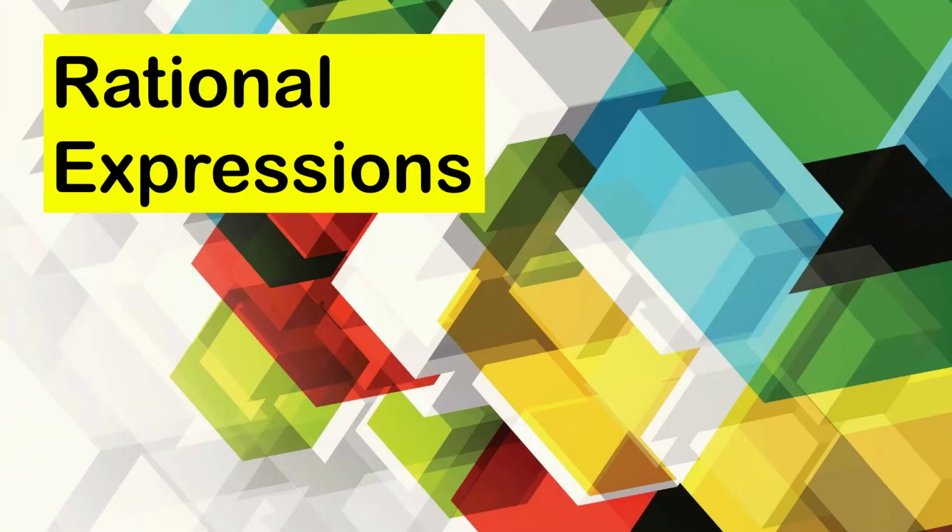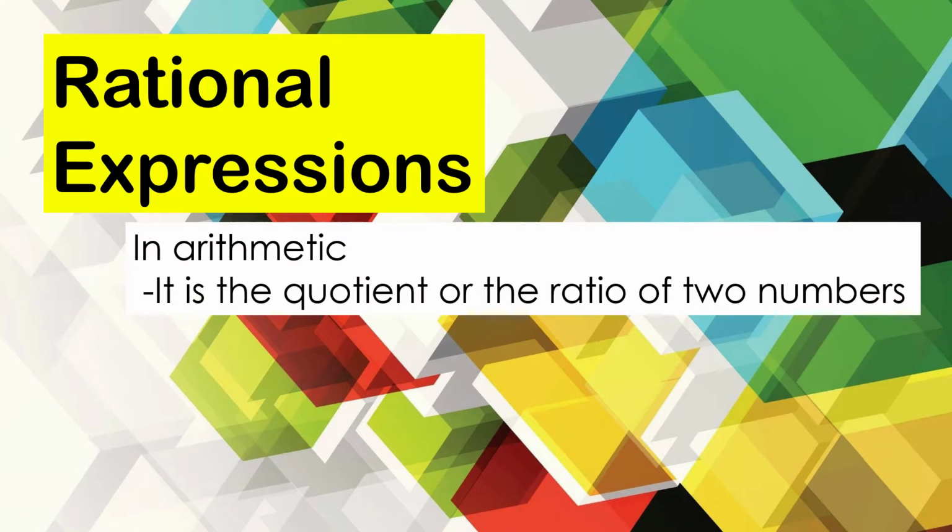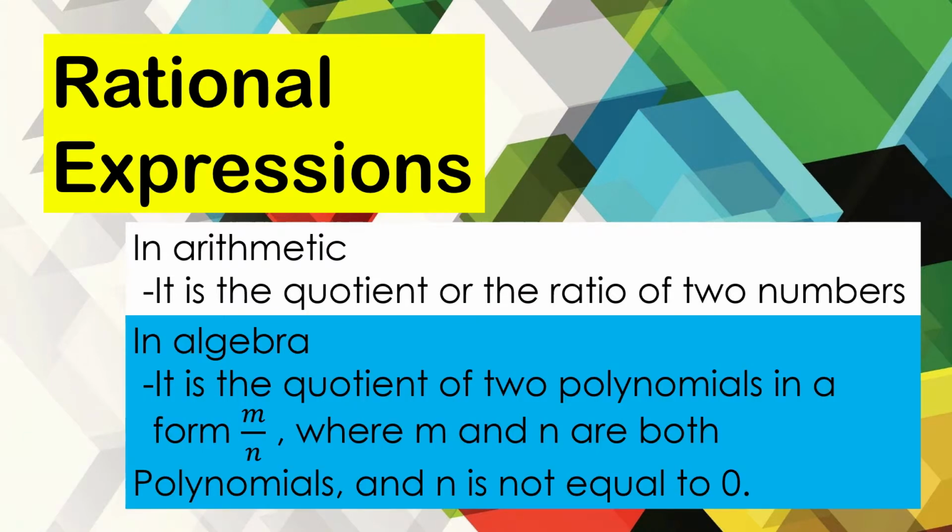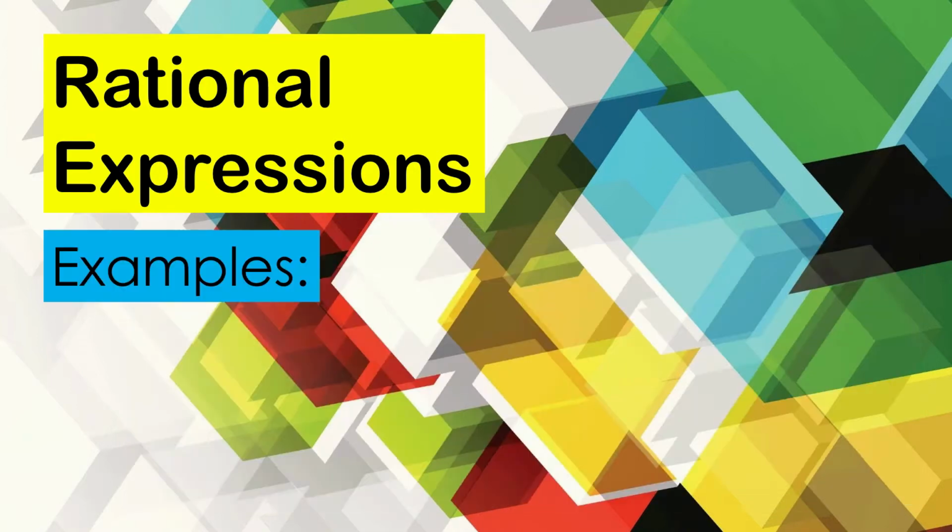What are rational expressions? In arithmetic, it is the quotient or the ratio of two numbers. In algebra, it is the quotient of two polynomials in the form m over n, where m and n are both polynomials, and n is not equal to 0.